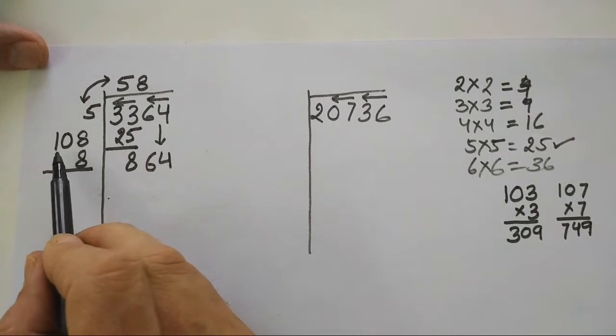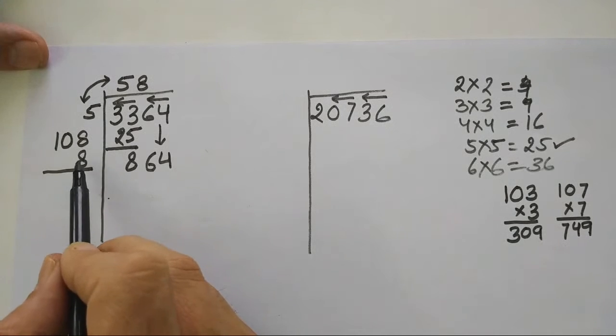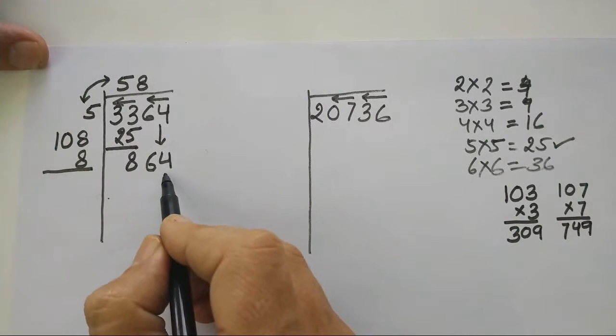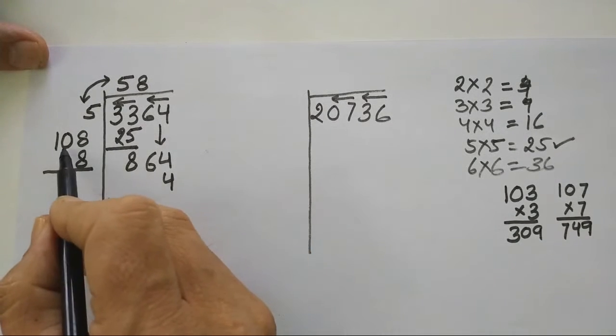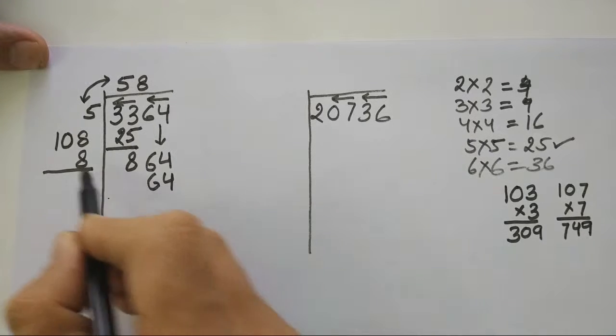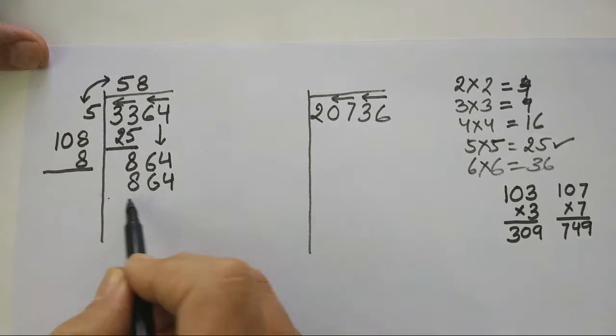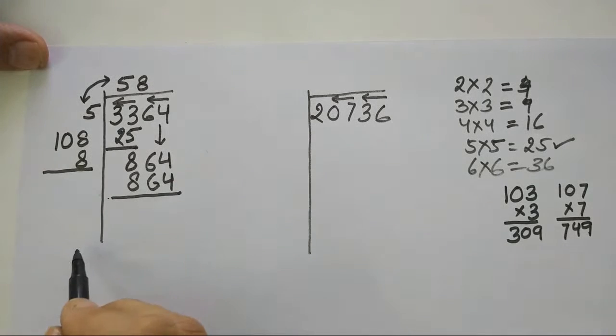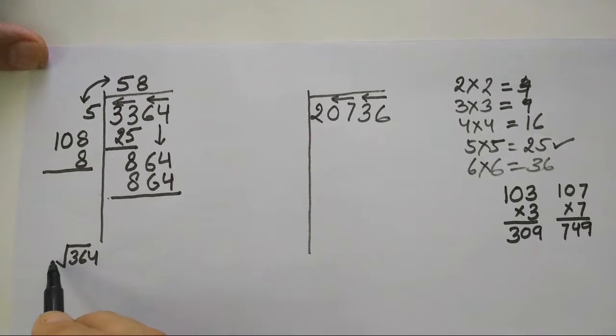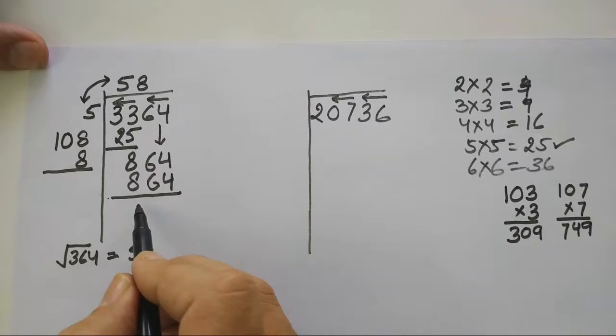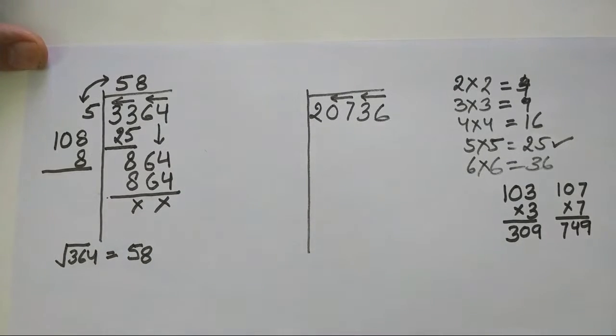And now my number is 108 into 8. So 8 into 8 will become 64. There is a 0 here. So it becomes 64, and 8 into 1 is 8. So my square root of 3364 is 58, because there is no remainder in this case.